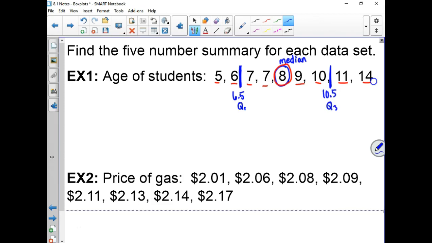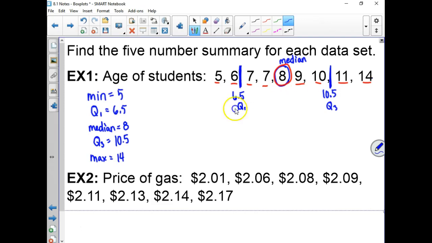So our summary of our data here, our minimum value here is 5. Our first quartile, which I'm going to use a Q1 to show, is 6.5. Our median is going to be 8. Our third quartile is 10.5. And our maximum, of course, is 14.